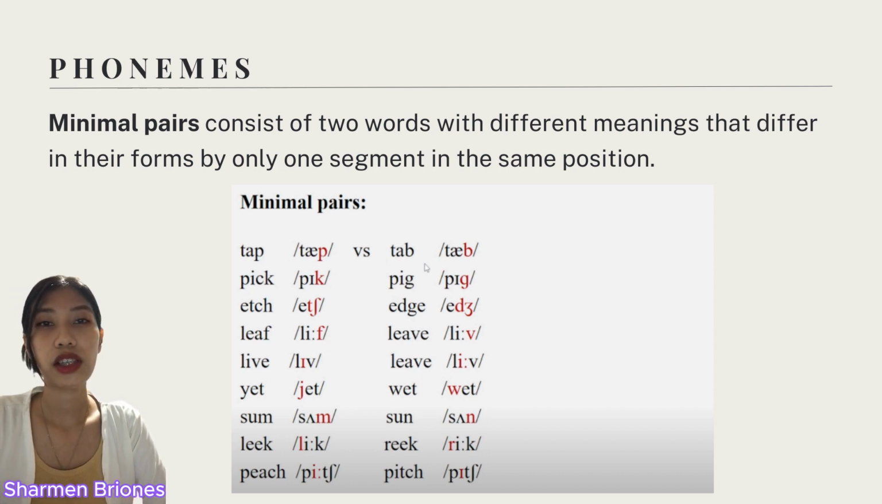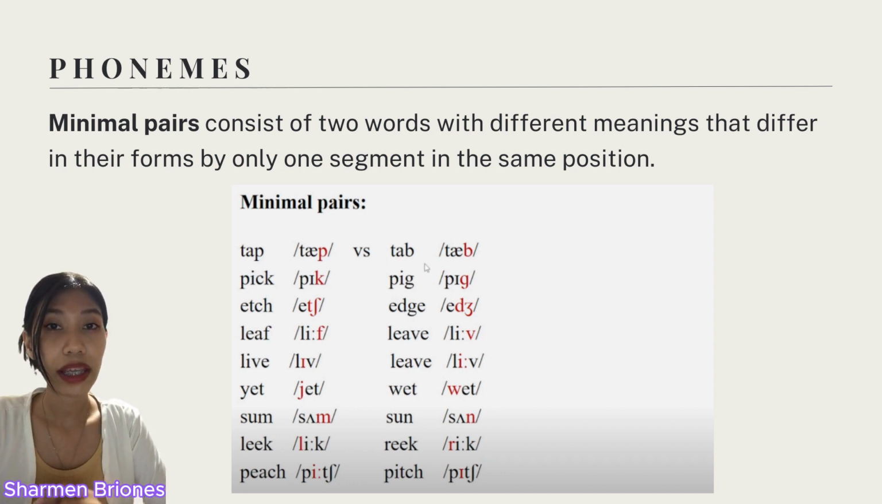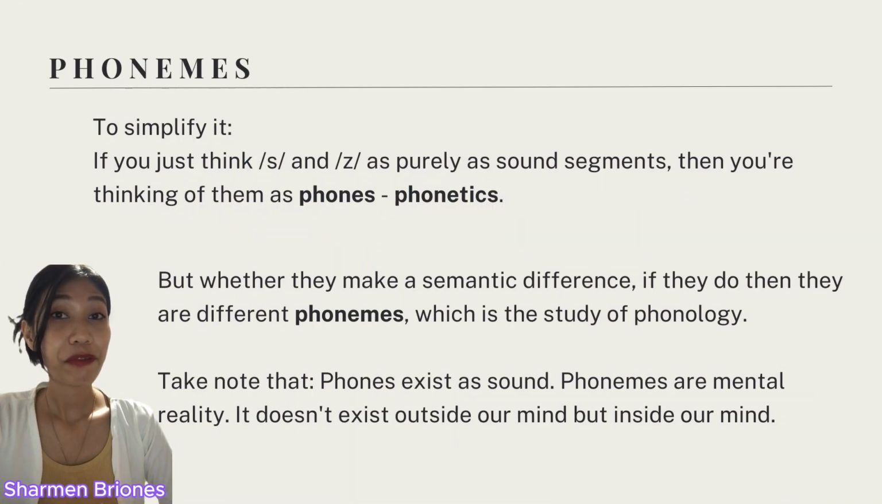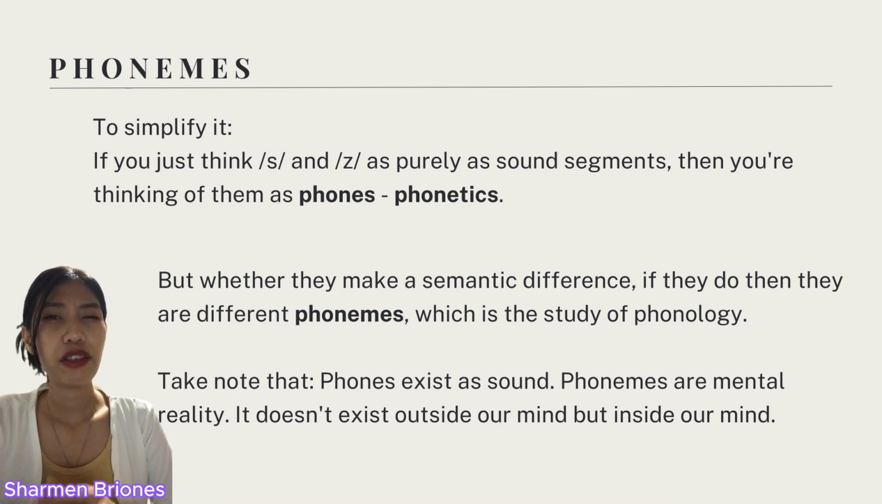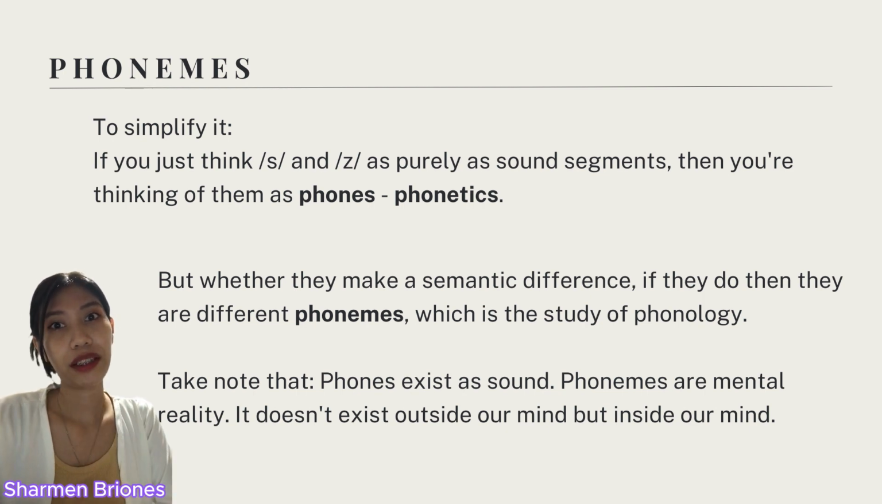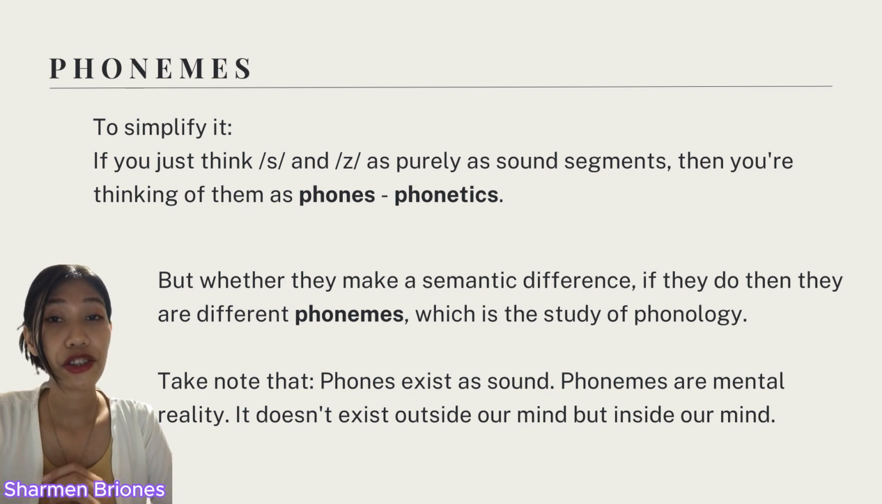Minimal pairs consist of two words with different meanings that differ in their forms by only one segment in the same position. As you can see, the last segment has different sounds, and that's why they contrast. Like tap and tab, the phonemes here are P and B. Same goes for pick and pig, and so on. To simplify it, if you think of S and Z purely as sound segments, then you're thinking of them as phones, which is phonetics. But if they make a semantic difference, or are contrastive, then they are different phonemes, which is the study of phonology.